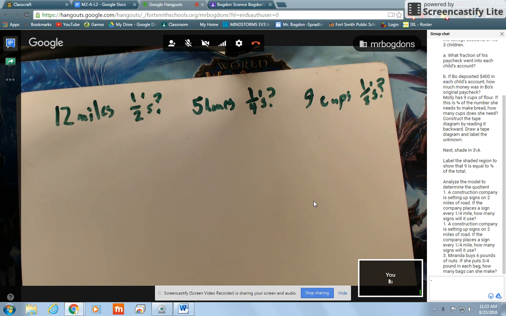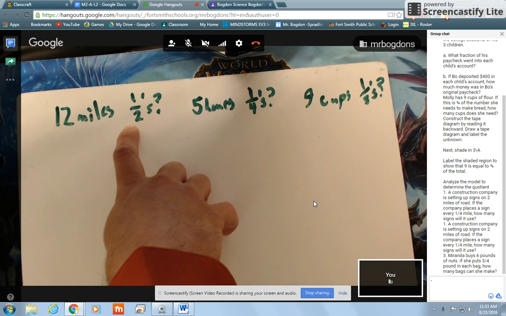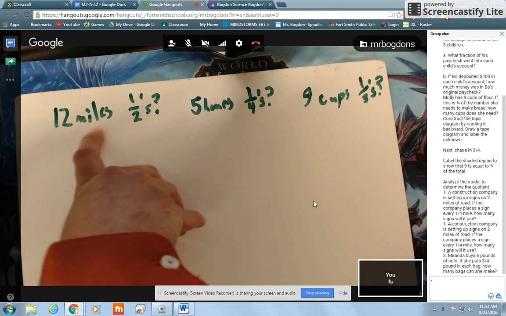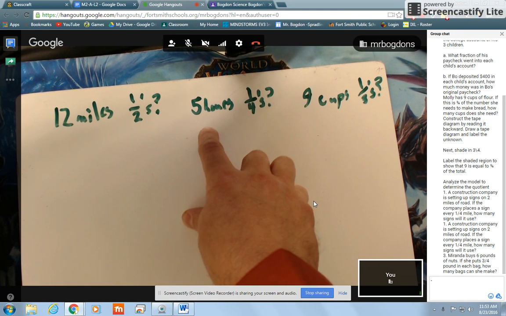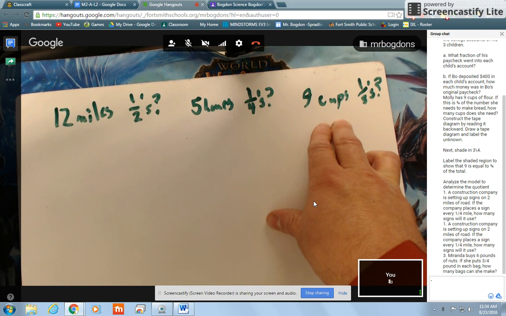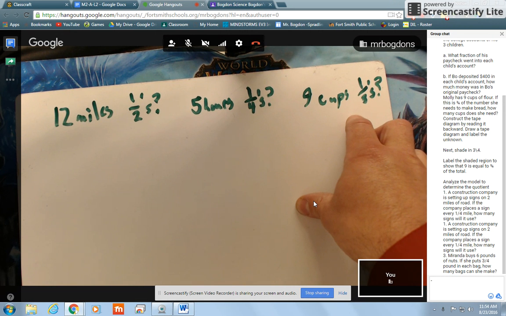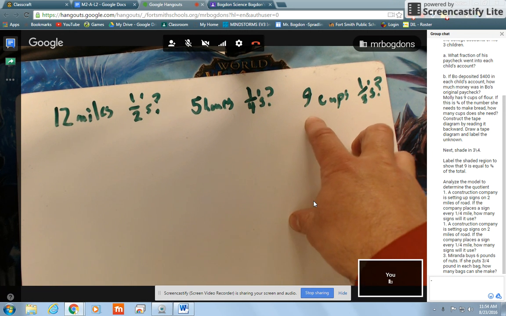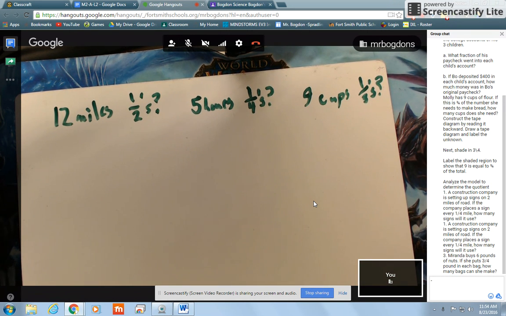So group 1 was supposed to find out how many half miles specifically were in 12 miles. Group 2 was supposed to find out how many quarter miles, or quarter hours, were in 5 hours. Group 3 was supposed to find out how many third cups were in 9 cups. We were all supposed to come up with a model, a division expression, a multiplication expression, and an equation showing how the two are equal.